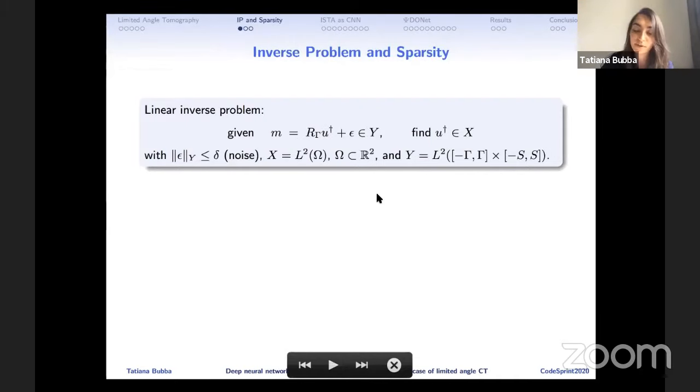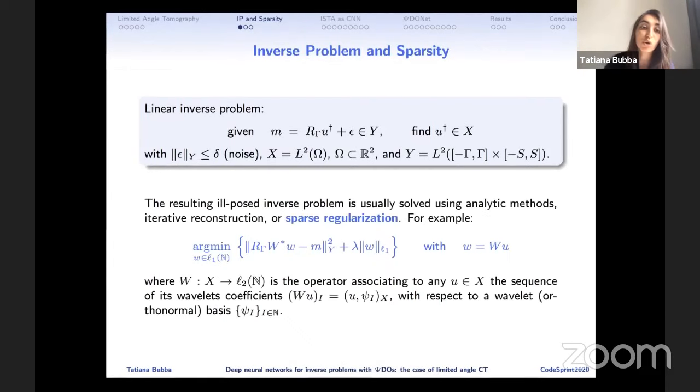So this is a very standard approach, and to solve these ill-posed inverse problems there are different approaches: analytic methods that I mentioned before, and some iterative reconstruction techniques that are adapted from standard iterative techniques for Radon tomography in general. And then what interests us today is not only regularization techniques, but a particular class among them, which is sparse regularization.